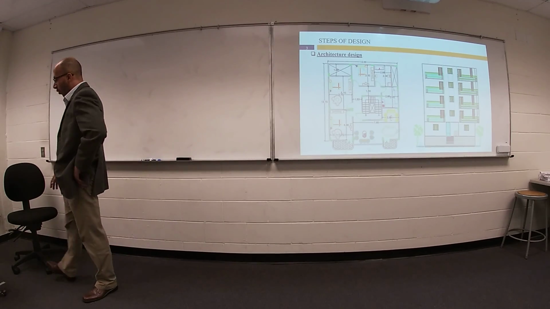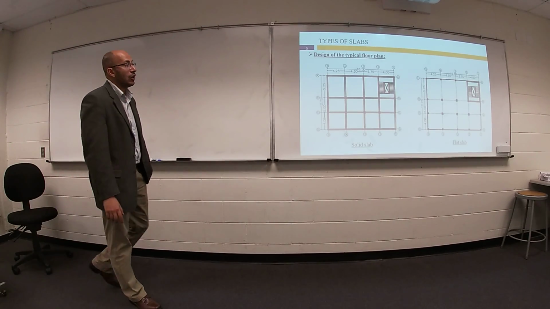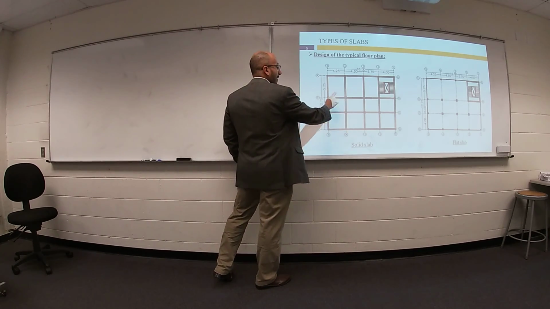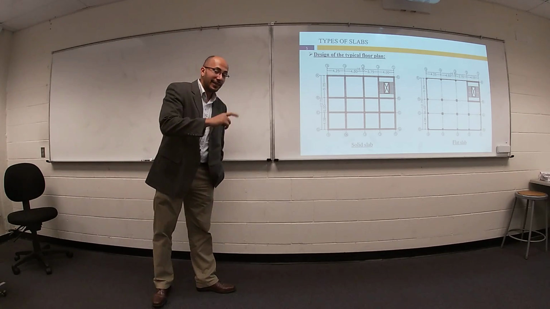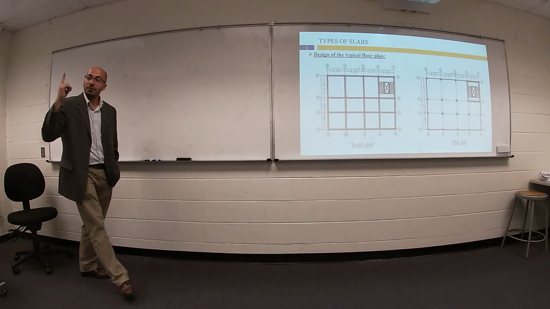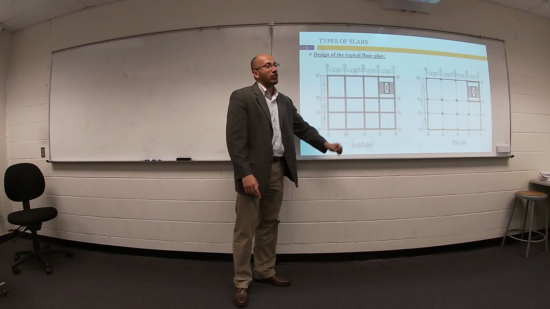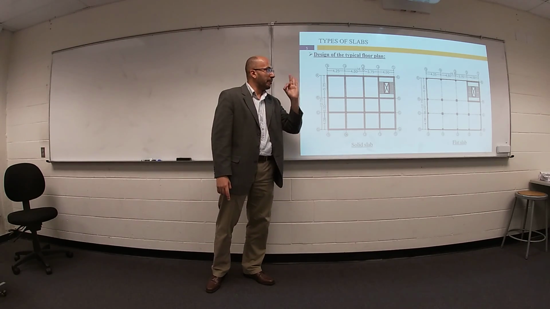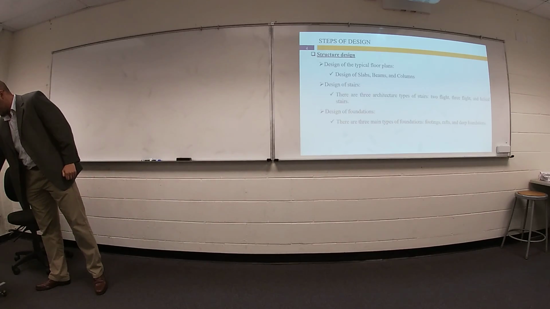Anybody here know how can I define locations of your columns? Grid lines? You said what? Grid lines? No. Do you know where is the column? Where? The location of your columns. Columns must be defined on this plan.